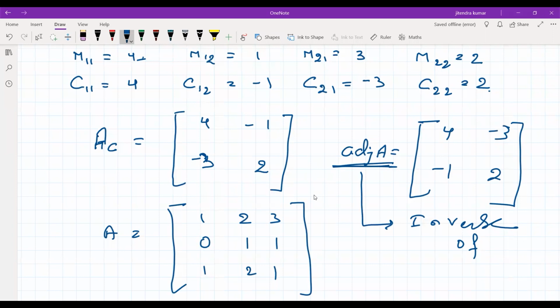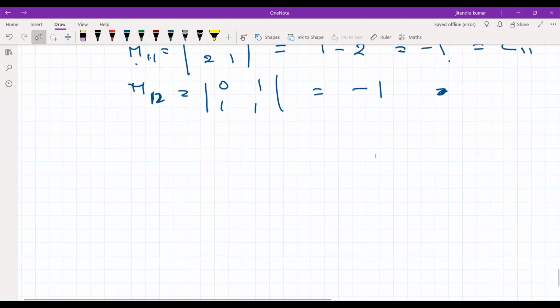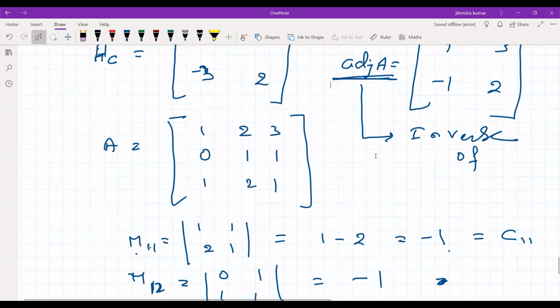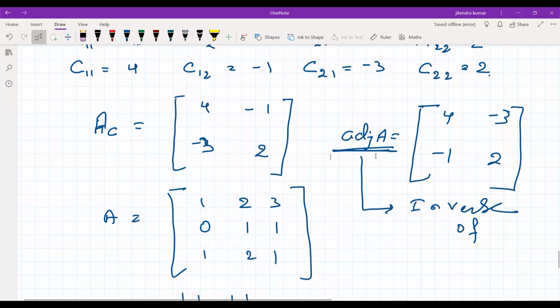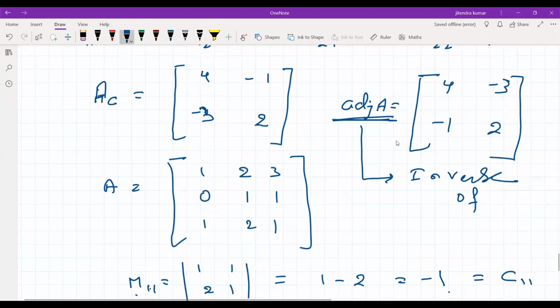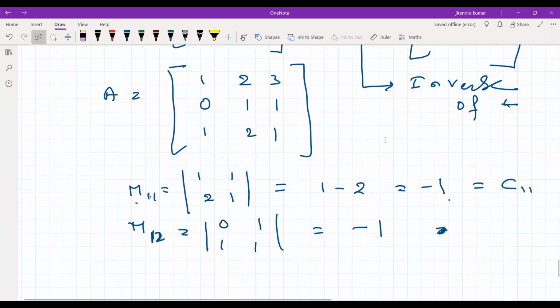So the inverse of a matrix part we will do in the next class. For today we will keep it only up to the adjoint of A. In the next class we will do properties of adjoint. There are some properties that we have to learn here, and then we will move to the inverse of a matrix. That will be an important topic of this chapter. And then we have one more topic that we will see later.